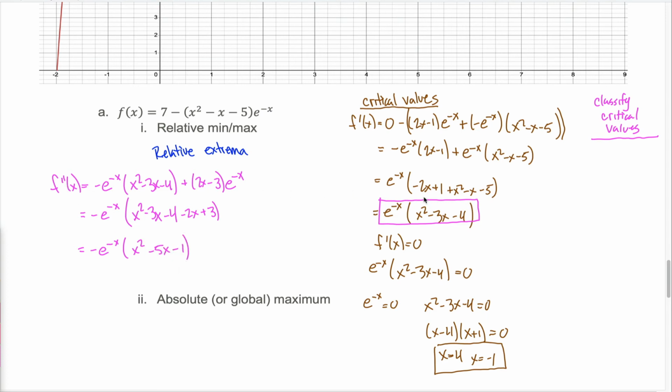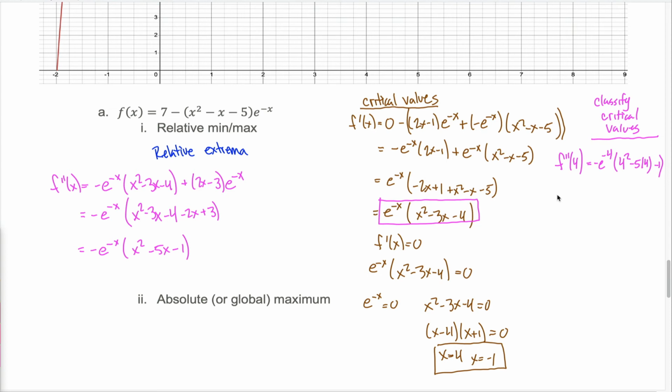Now that I know my second derivative, I can use the second derivative test to classify these two critical values as either local minima or local maxima. Let's start with the critical value at 4. F double prime of 4 is equal to negative e to the negative 4th power times 4 squared minus 5 times 4 minus 1. Ooh, how am I ever going to figure out the value of that thing?